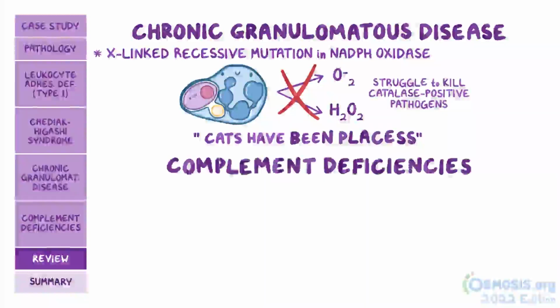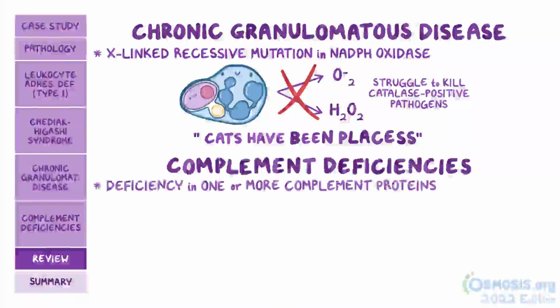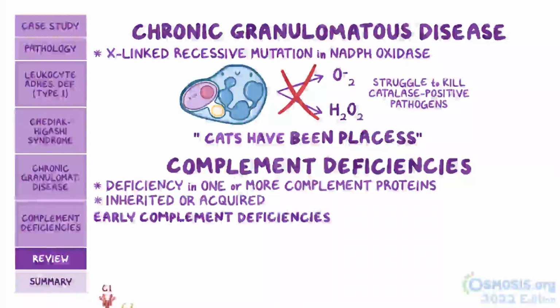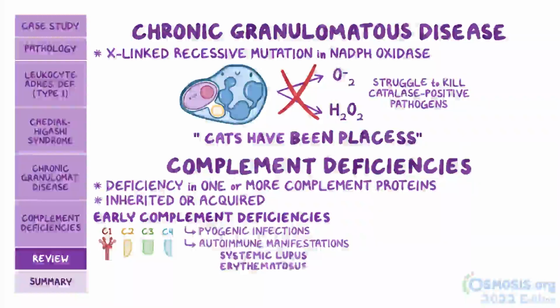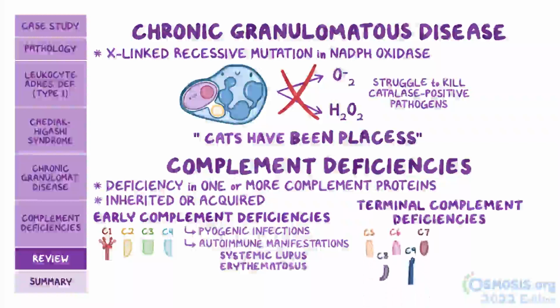Complement deficiencies are a group of disorders all of which have a deficiency in one or more complement proteins and can be inherited or acquired. Early complement deficiencies involve C1 to C4 and are associated with an increased risk of severe, recurrent, pyogenic infections of the sinuses and respiratory tract, as well as autoimmune manifestations like systemic lupus erythematosus. On the other hand, terminal complement deficiencies involve C5 to C9, and individuals are particularly susceptible to recurrent Neisseria infections.